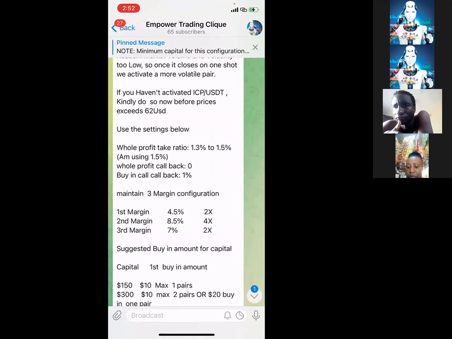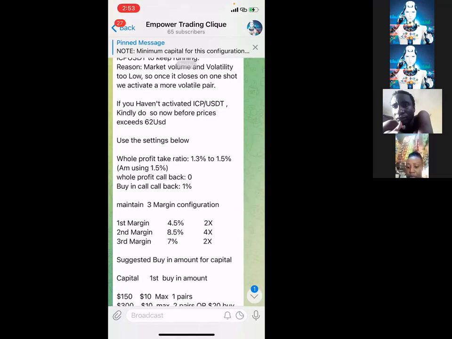I said use the settings below. Whole profit take ratio, 1.3 to 1.5. Let me give you a piece of advice. If, for example, the market has lasted for a long time and you now put it on one shot and want it to reach the profit on time, you can reduce your own profit take ratio to 1. That's what I usually do. If I want to cycle out of a trade fast because there are more opportunities out there, I want to take advantage of it.